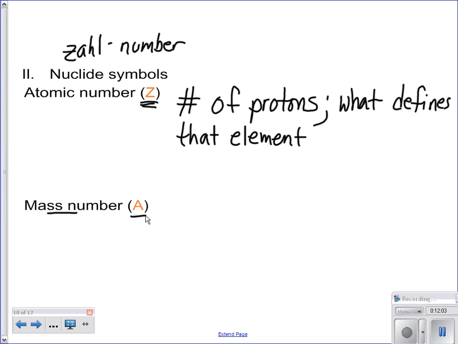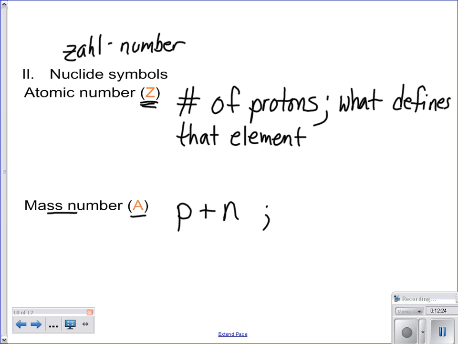Then we move down to mass number. Mass number, where did we say the mass was contained in an atom? In the nucleus. Hey, what's in the nucleus? Those protons and neutrons. So that's it, you just add them together. Your mass number is your number of protons plus neutrons.